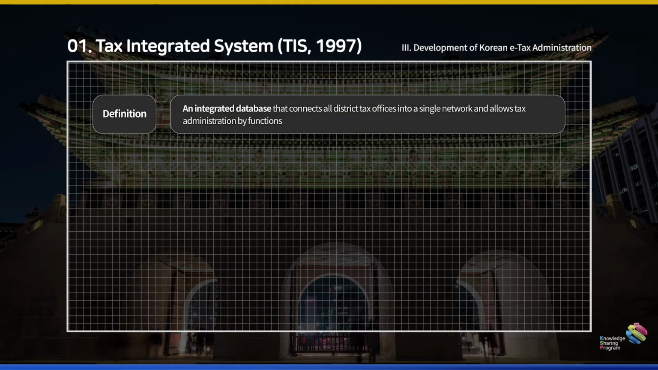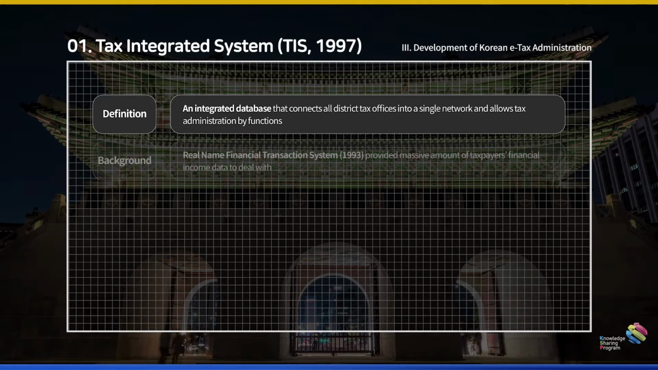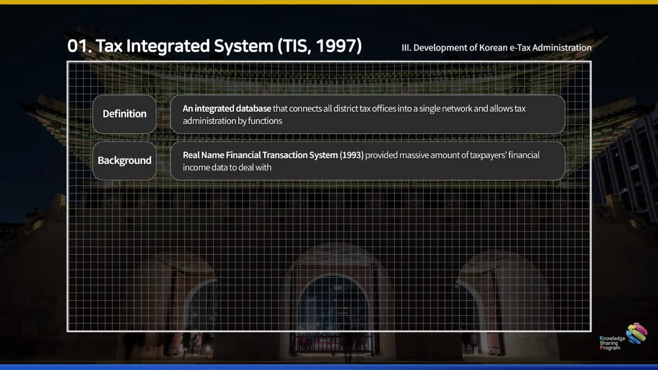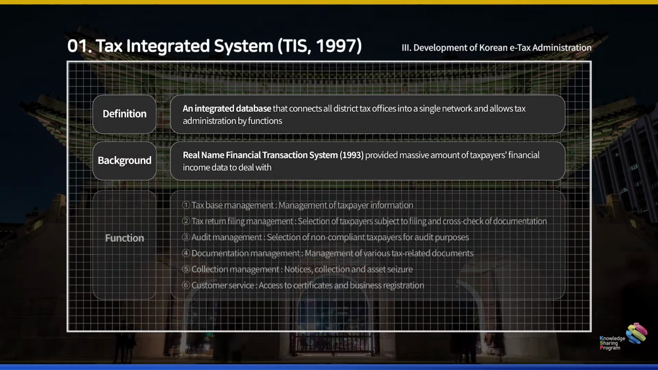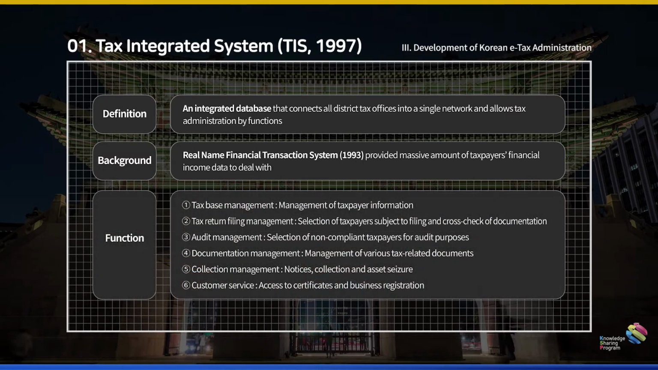The Tax Integrated System, known as TIS, was established in 1997. TIS can be defined as an integrated database that connects all district tax offices into a single network that enables tax administration by function. The establishment of TIS was possible thanks to the Real Name Financial Transaction System, established in 1993, which provided a massive amount of taxpayers' financial income data.